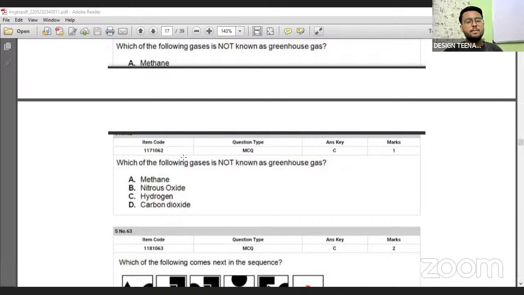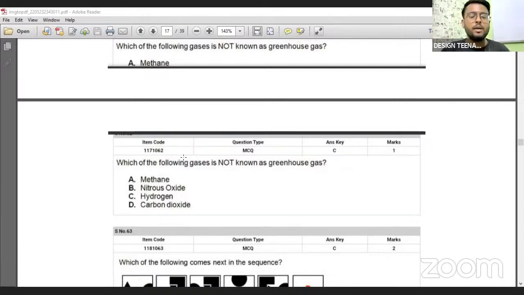We also talk about carbon dioxide emission, so it is also one of the positive answers for greenhouse gases. Nitrous oxide and hydrogen remain. Hydrogen is never a greenhouse gas. Otherwise, we couldn't have talked today about hydrogen fuel, where water is the only external outcome that you get.